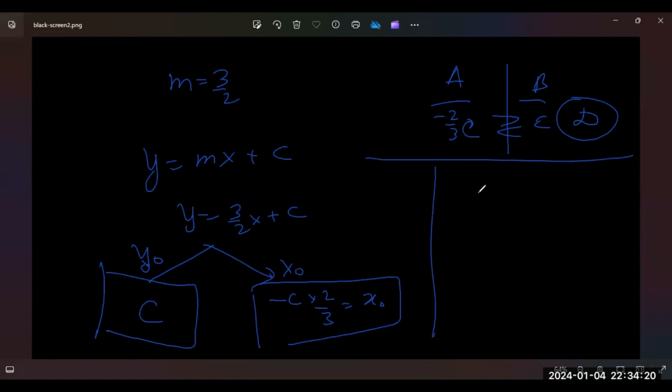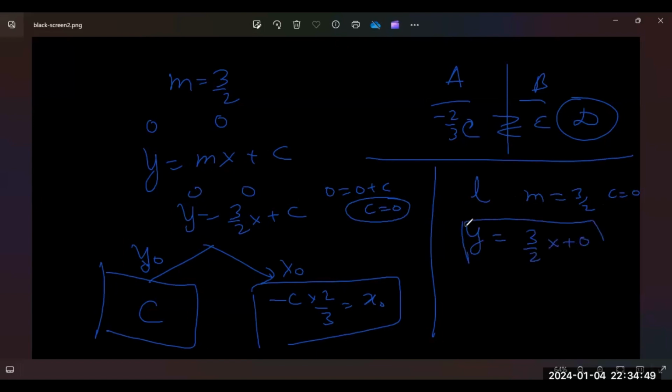Next, if line L passes through the origin, which means 0 comma 0 satisfies the equation, let's put that here. What do you get? 0 equals 0 plus c, which means c becomes 0. So the line L now has m as 3 by 2 and c as 0. So what does the equation become? y is equal to 3 by 2 x plus 0. Now it passes through A comma B also, which means that also satisfies the equation. So B equals 3 by 2 into A.